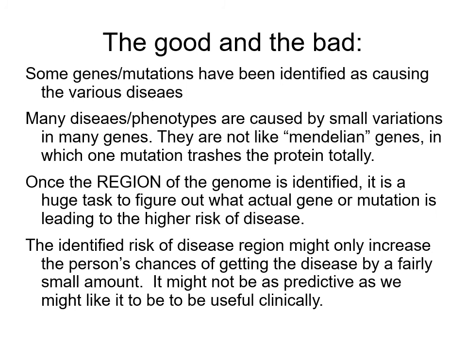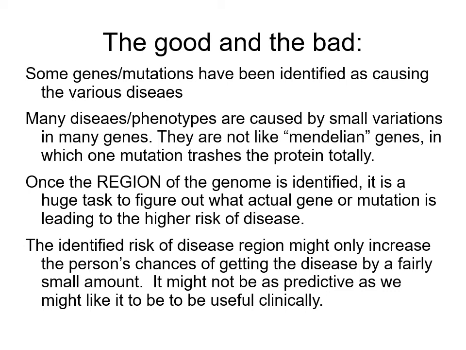Okay, so there's good stuff and bad stuff. Some genes and mutations have been identified as causing the various diseases. They're not like Mendelian diseases, and it turns out that many diseases or phenotypes are caused by small variations in many genes. So you can actually have many locations in the genes that are associated with that phenotype, not a single one like you would see with a Mendelian type of disease.